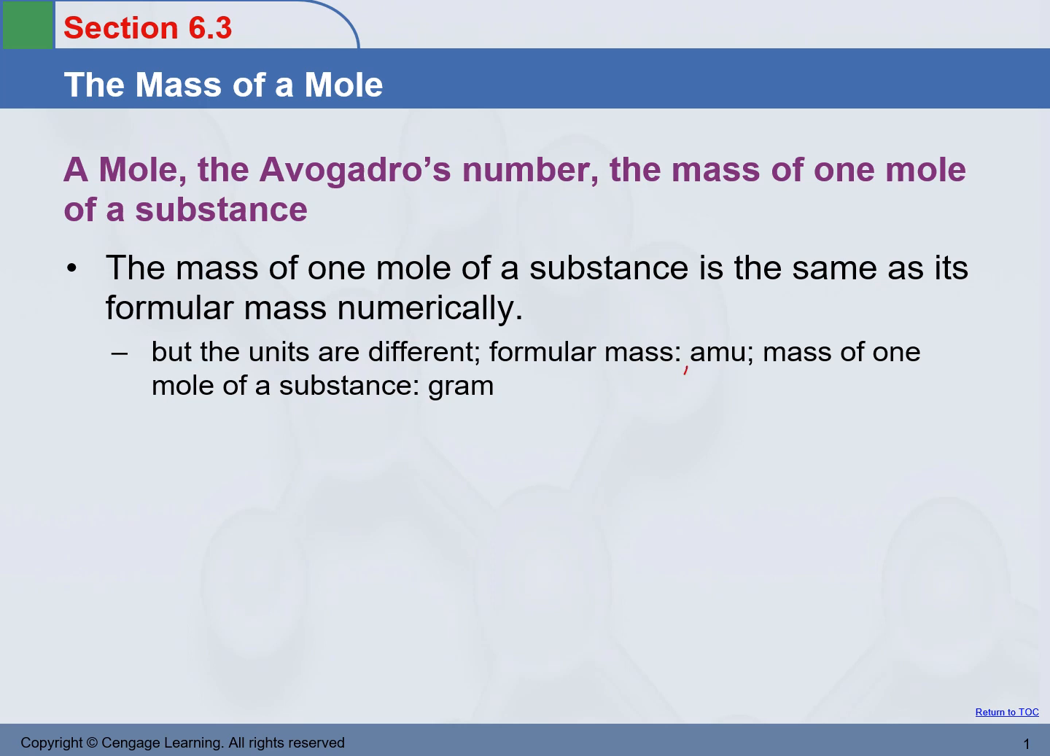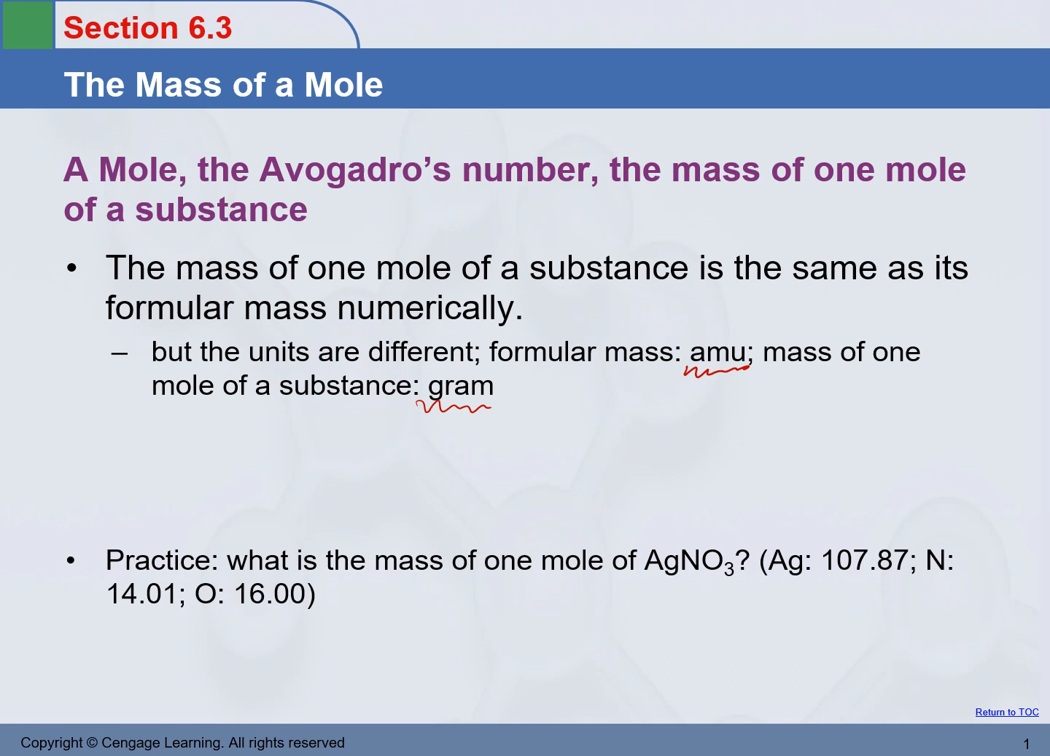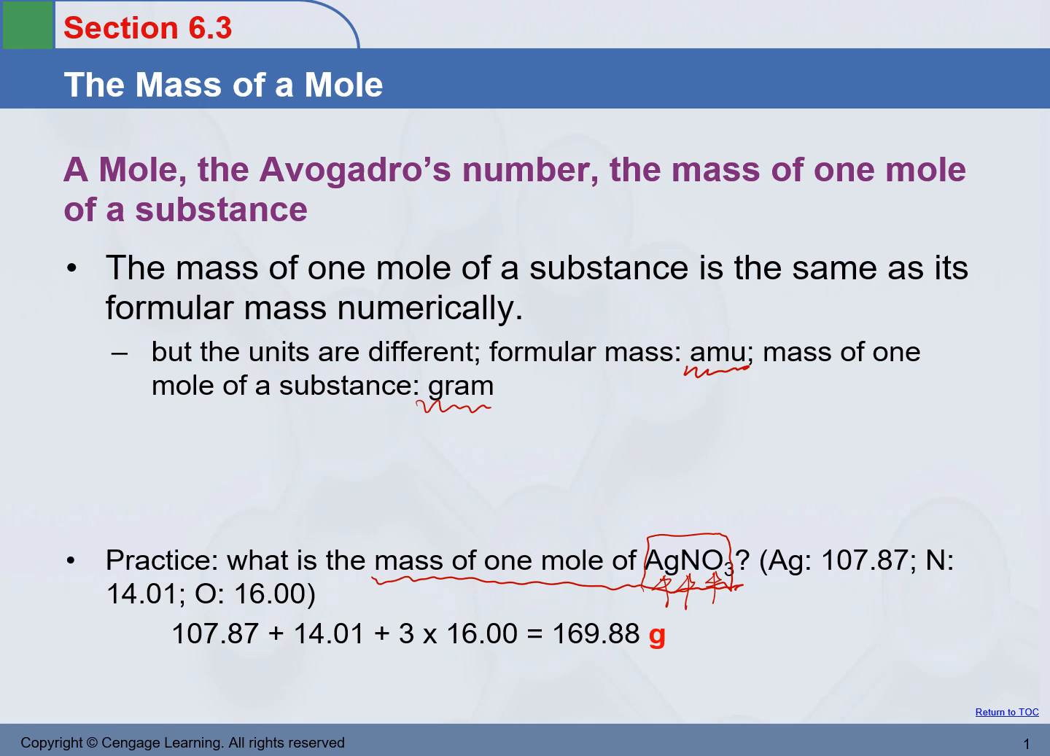The formula mass has a unit called AMU. For the mass of 1 mole of something, the unit is grams. However, given the formula, you get the mass of 1 mole like you do for formula mass. Here is the example we talked about last time. If they ask you for the mass of 1 mole of a substance, given the formula, you just use the atomic mass of each atom, 1 silver, 1 nitrogen, 3 oxygen, add them together like you do for formula mass, and make sure the unit is in grams. That's the mass of 1 mole of something.